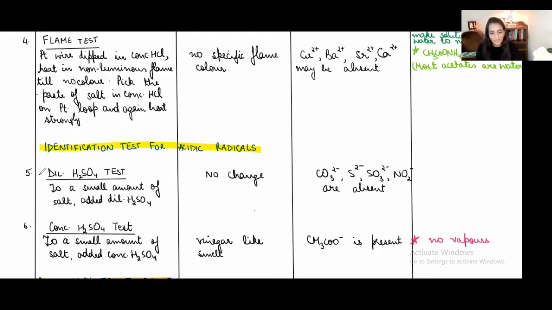So you will write down the dilute sulfuric acid test, then the concentrated sulfuric acid test, and the observations. Remember, we don't write observations in detail. You don't write in long sentences. You just write the main keywords. No change. That's all. Vinegar-like smell. And the reactions are also not put in words, but in the form of formulas. And for identification tests, always write absent or present.